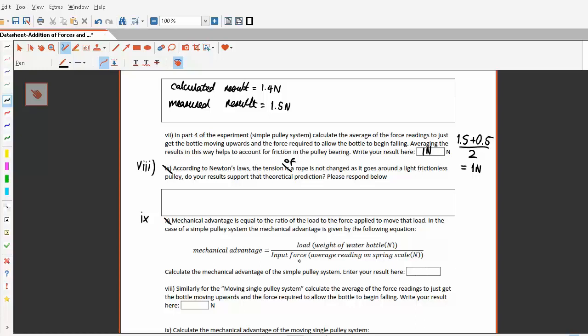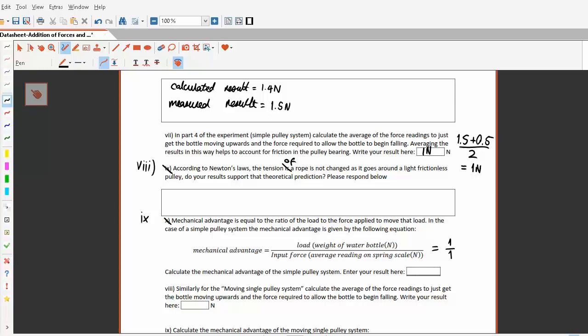In our case, the input force is the average reading on the spring scale, and the output or the load is the weight of the water bottle. For the simple fixed pulley, we typically get a mechanical ratio of 1 to 1. So that's the expected value. And you can calculate the mechanical advantage of your system by dividing your result to this part by the weight of the water bottle.